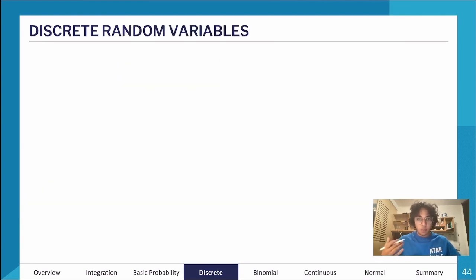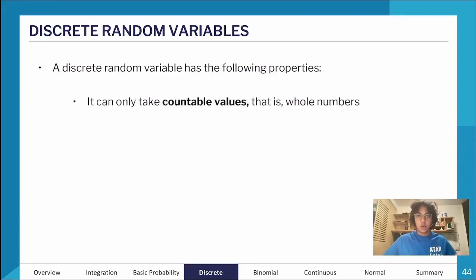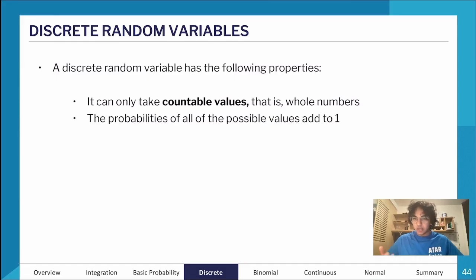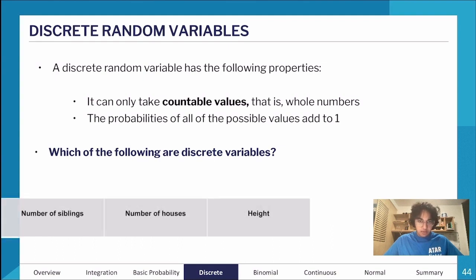All right, what are discrete random variables? Well, discrete random variables have a few key properties. They can only take countable values, or whole numbers, or natural numbers, or integers. The probability of all of them needs to sum to 1, right? Just like in basic probability, all probabilities need to add up to 1 in the total event or sample space. So I'll give you guys a couple seconds to have a read of this and maybe choose which of these could be a discrete variable.